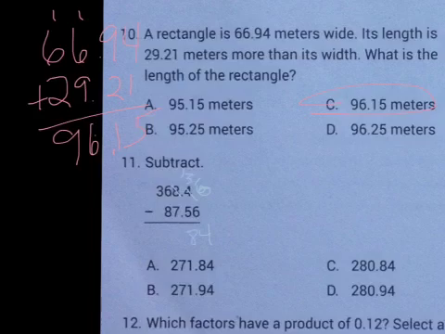Put our point there. So 7 will evenly subtract from 7, and that'll be a 0 there. 6 will not subtract from 8, so we'll have to borrow from the 3, making that a 2, and giving that a 16. So 16 minus 8 is going to be 8. We'll bring our 2 down. So our answer is 280.84, which is C. Let's go ahead to number 12.